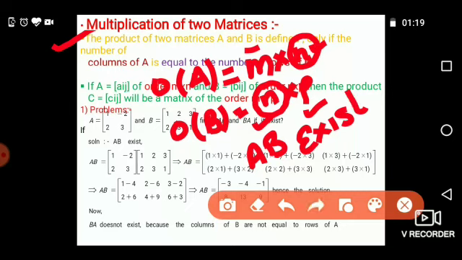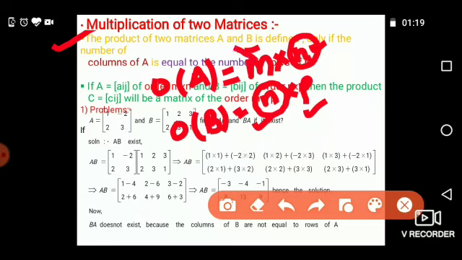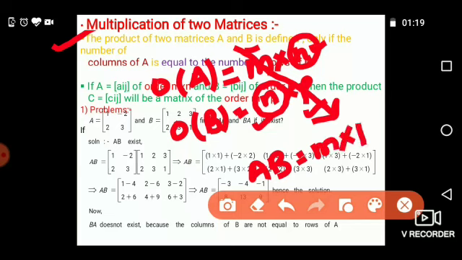Let me start solving one example so that it will be easy to understand. The resulting matrix AB will be of order M cross P, where M stands for the number of rows in matrix A and P stands for the number of columns in matrix B. Therefore, AB exists only if the number of columns in matrix A is equal to the number of rows in matrix B.